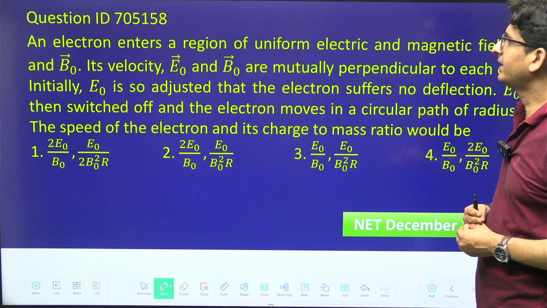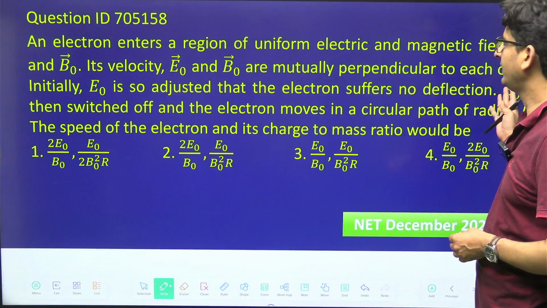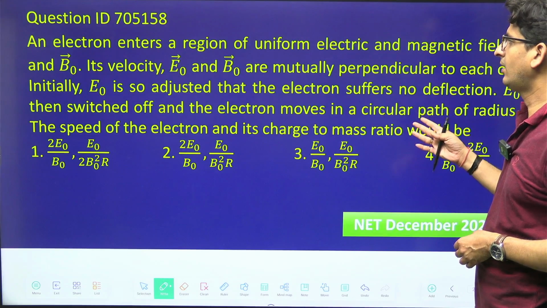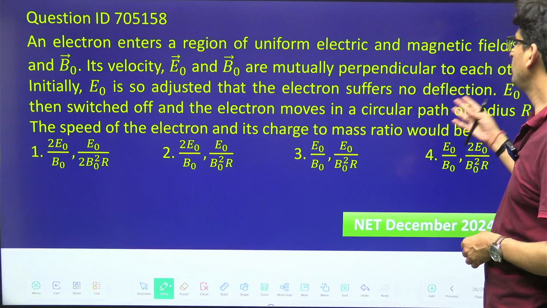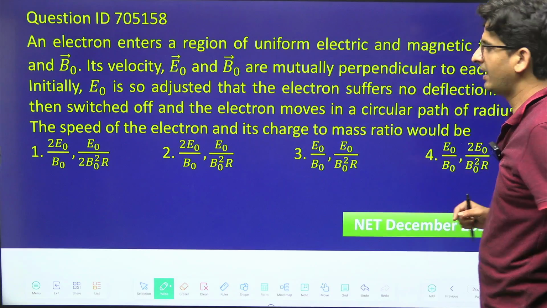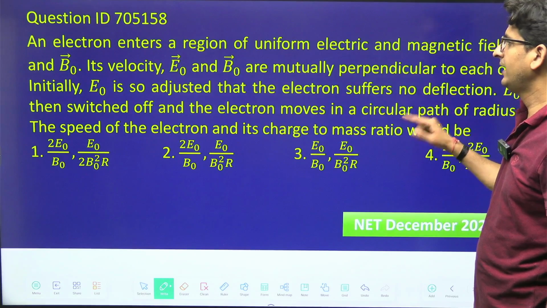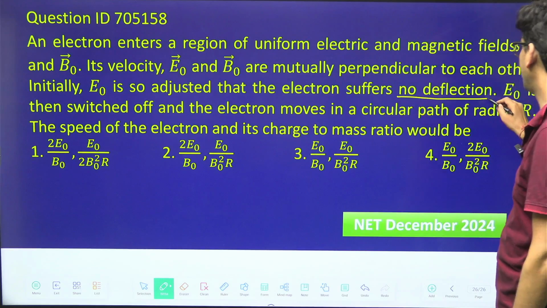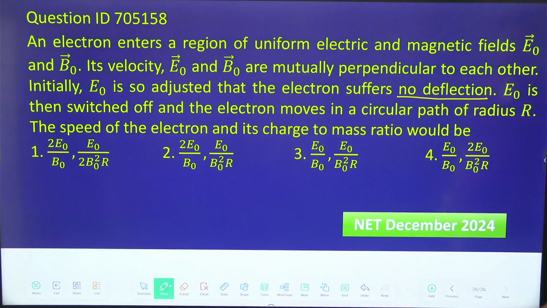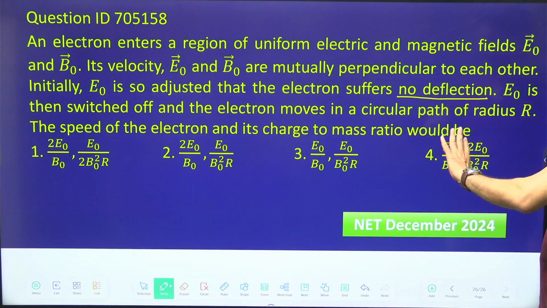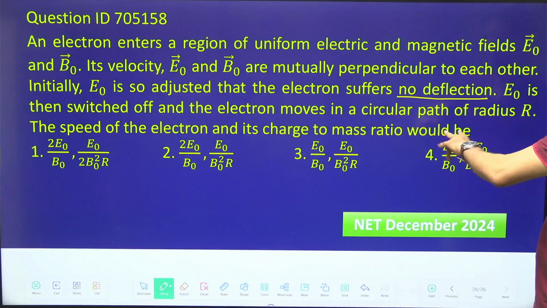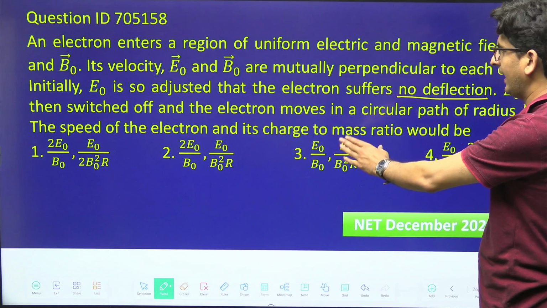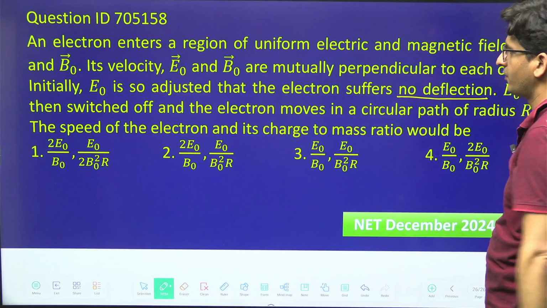An electron enters a region of uniform electric and magnetic fields E naught and B naught. Its velocity, E naught and B naught are mutually perpendicular. All of the three are perpendicular to each other. Initially, E naught is so adjusted that the electron suffers no deflection. It means net force is zero. E naught is then switched off and the electron moves in a circular path of radius r. The speed of the electron and its charge to mass ratio would be.